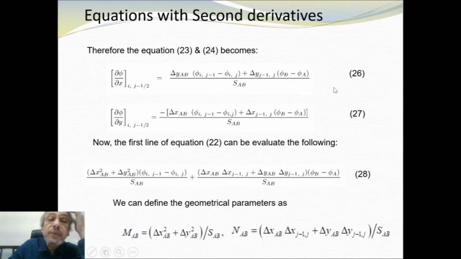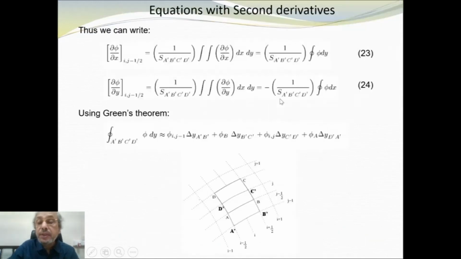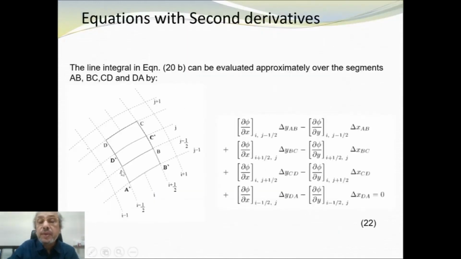Now, if you recall the first line of equation 22, which was to be evaluated, we have evaluated this quantity, we have evaluated this quantity. Now this quantity del phi del x has to be multiplied by delta y AB, that is the vertical distance between point A and B, and del phi del y we have found out here has to be multiplied by the horizontal distance between A and B, delta x AB.